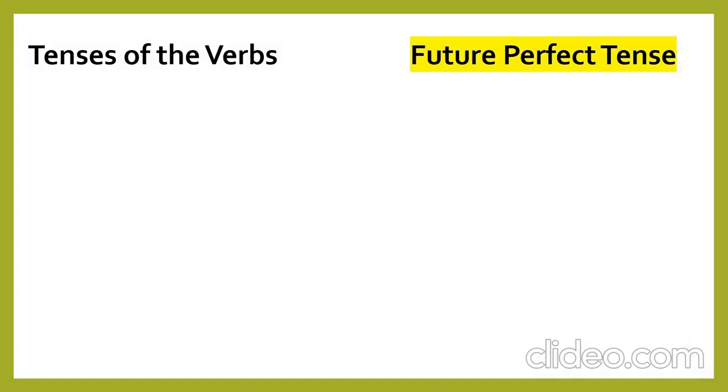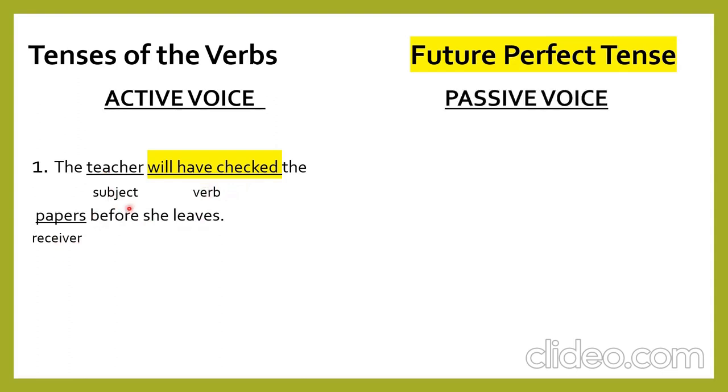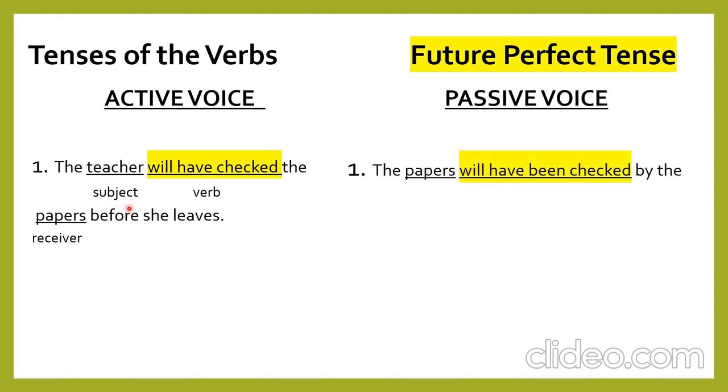Next, future perfect tense. This is the last one, don't worry. So, example sentence for active voice in future perfect tense. Number 1, the teacher will have checked the papers before she leaves. The subject is teacher, the verb is will have checked, and the receiver is papers. So if it's going to be passive voice, we're going to make a sentence like this. The papers will have been checked by the teacher before she leaves.